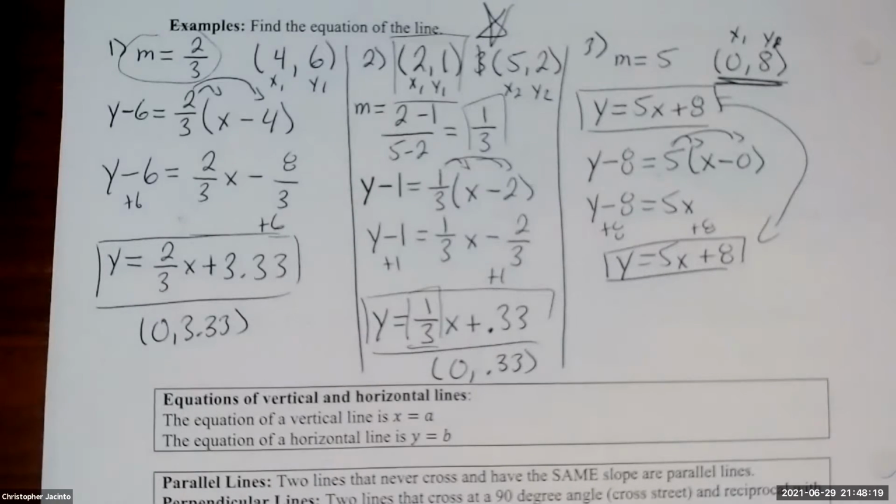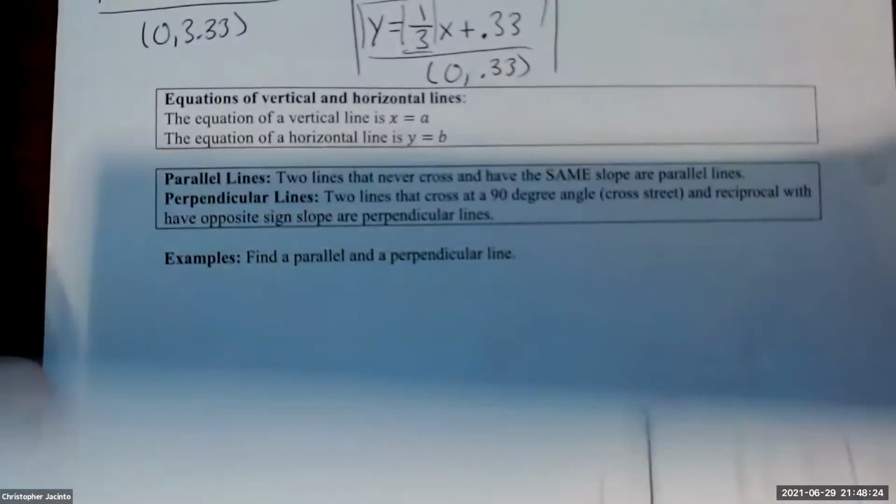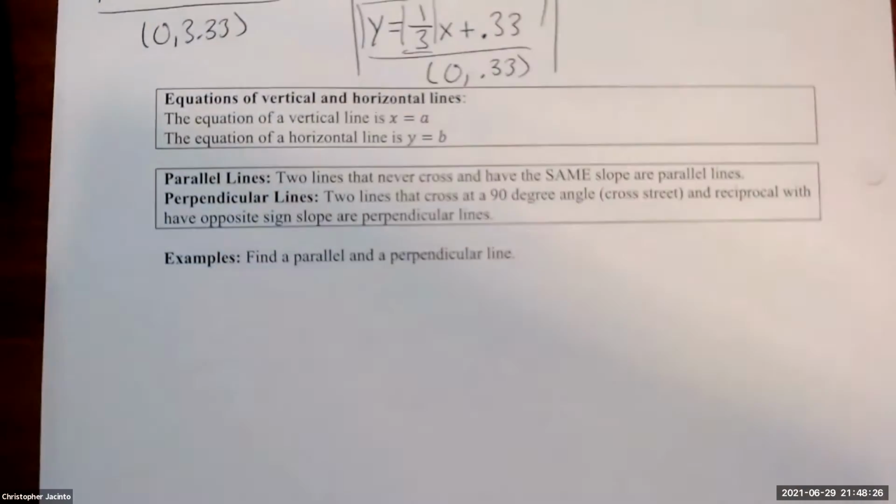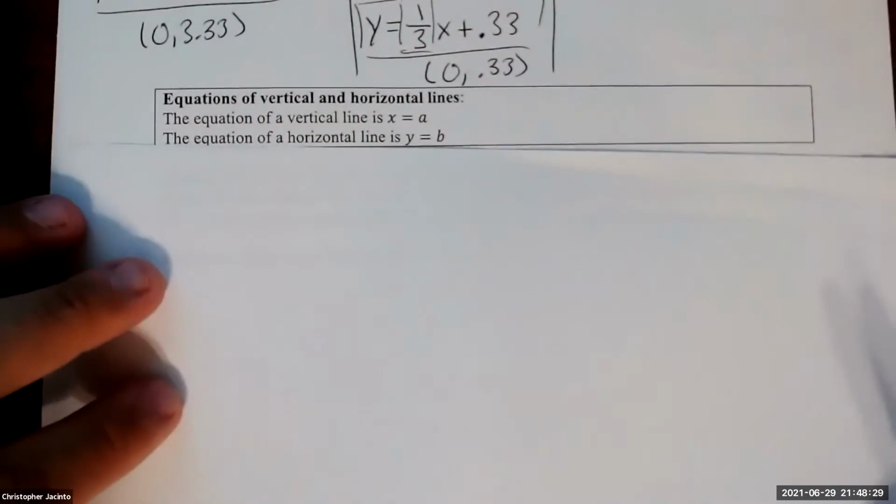All right. The second thing we want to talk about is, again, vertical and horizontal lines. So again, I just want to quickly run down.